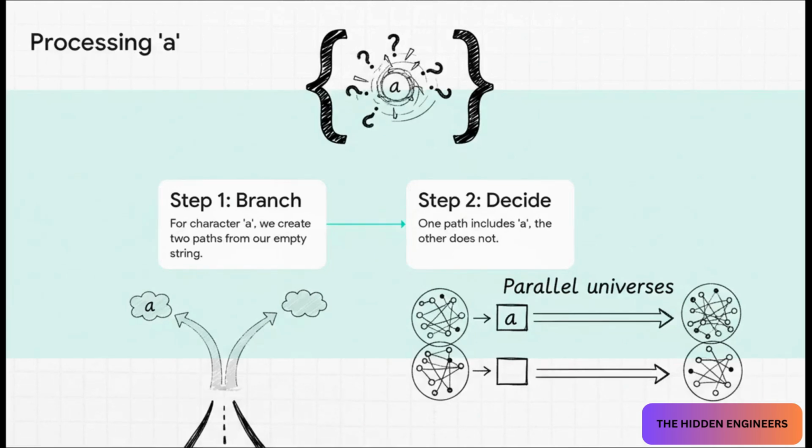Okay, so we start at the very beginning with the letter A. Right away, our algorithm hits that fork in the road. What are the two paths? Path 1, we take the A, so our current answer is just A. Path 2, we don't take the A. Our answer is still an empty string. Boom! We've just created two parallel universes we need to explore.